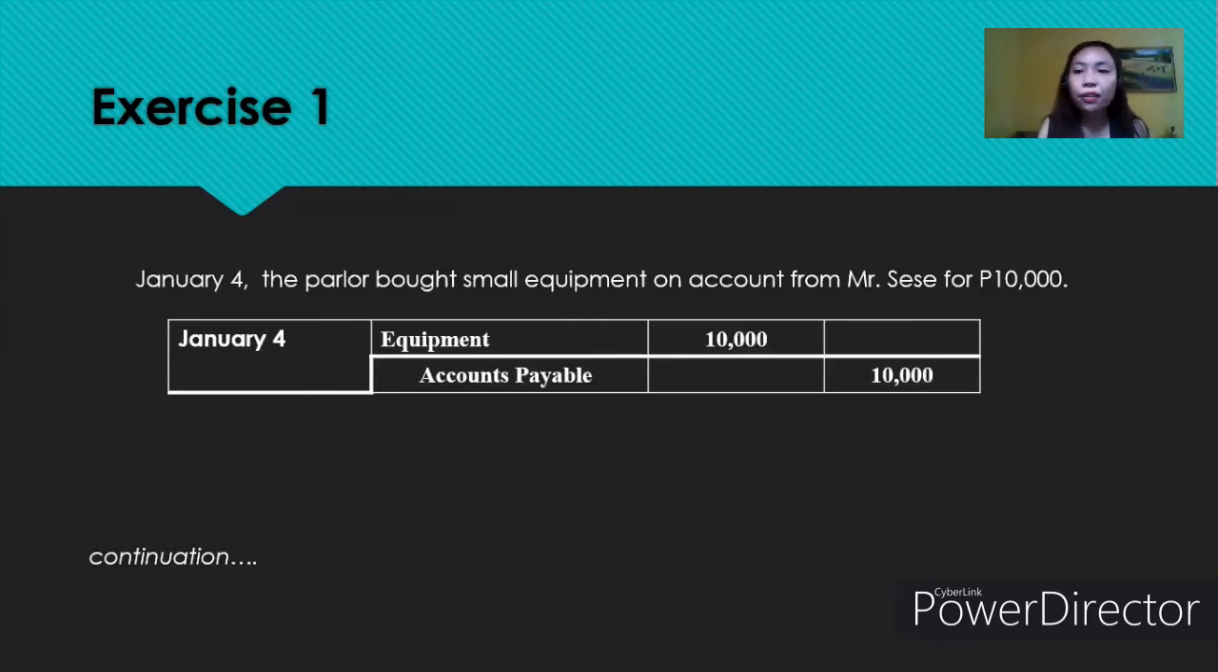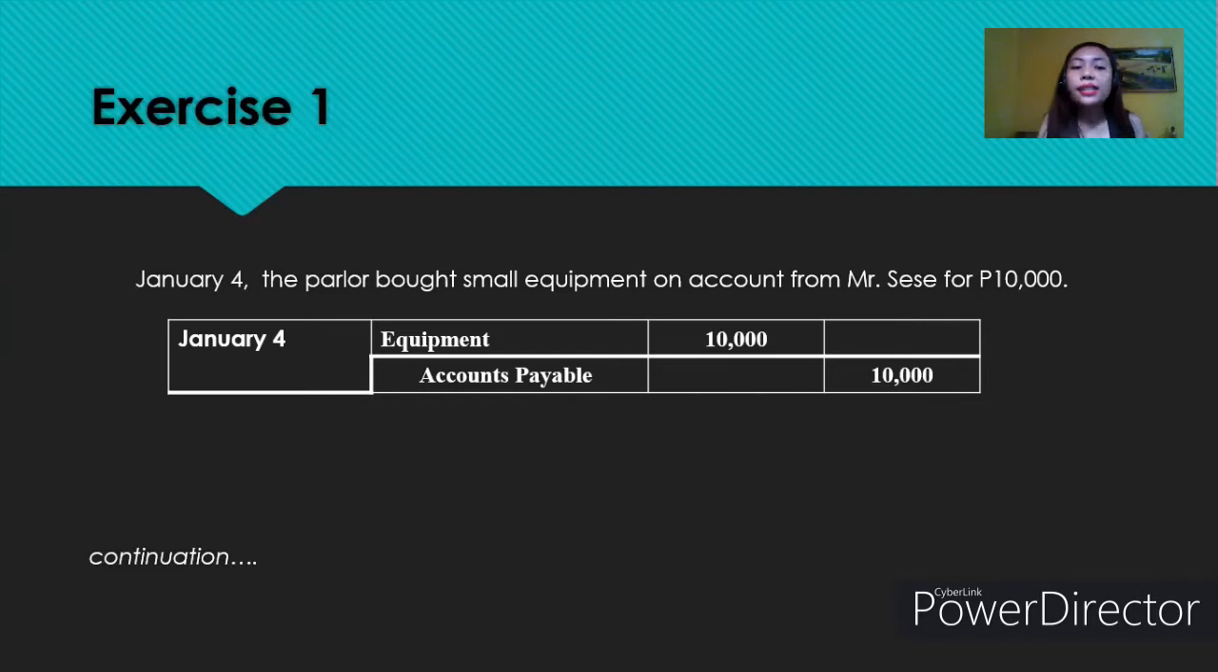Okay. Next transaction. On January 4, the parlor bought small equipment on account from Mr. Sese. So the company bought a small equipment that is used for the parlor, which is worth 10,000. But the question here is, it's on account, okay? It only means they didn't pay in cash. Instead, it's on accounts payable. So what will be the items? The first one is the equipment, and the second one is the accounts payable.